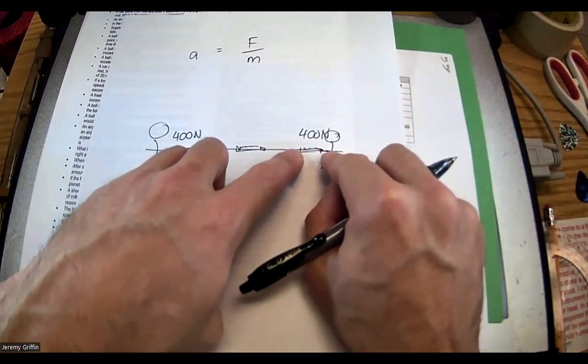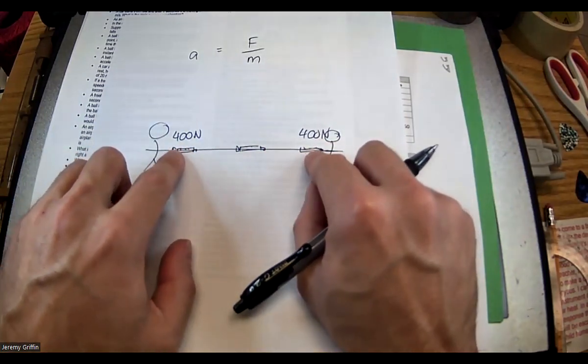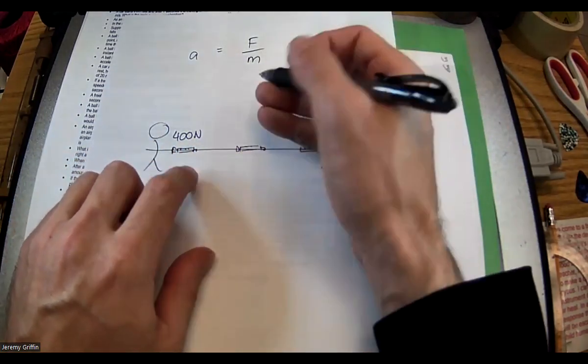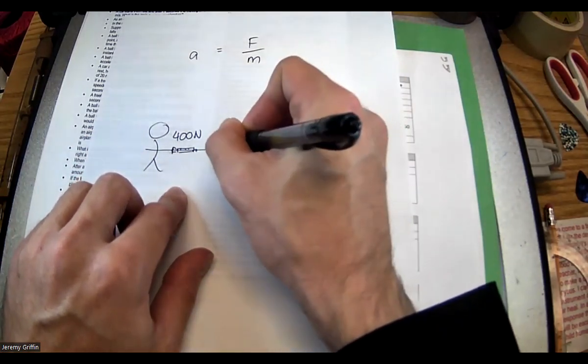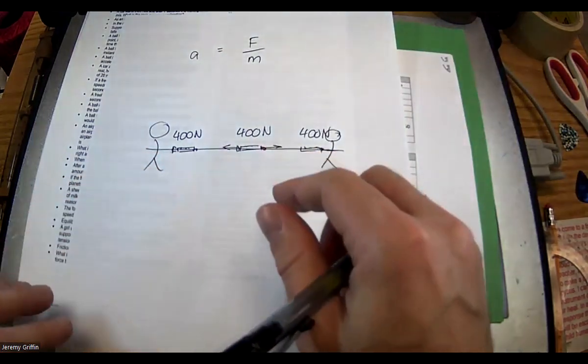Okay, so there's zero net force, so it's just hovering in place. If you threw a spring scale right in the middle, that spring scale would also read 400 newtons. This guy's pulling this way, 400 newtons. This guy's pulling this way, 400 newtons. Right?